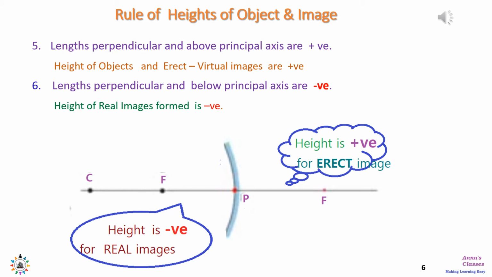Lengths perpendicular and above the principal axis are positive. That means height of the object h0 will always be positive. Also, erect and virtual images, hi will also be positive. Lengths perpendicular and below the principal axis are negative. So the height of the real image, which is formed below the principal axis, will be negative.